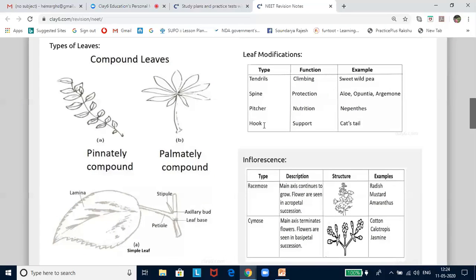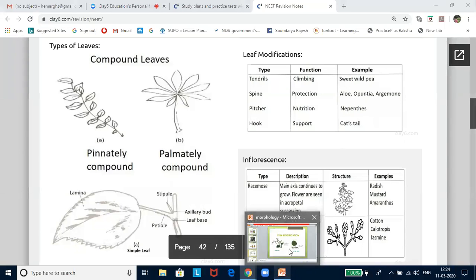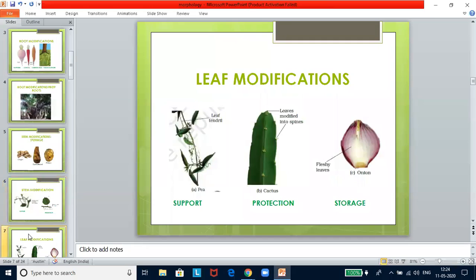The other modification is that the leaf could get modified into a hook. Hooks always help in supporting. Similarly, in cat's claw, it gets modified for support. If you remember this, that is more than sufficient. Now let us look into leaf modifications.